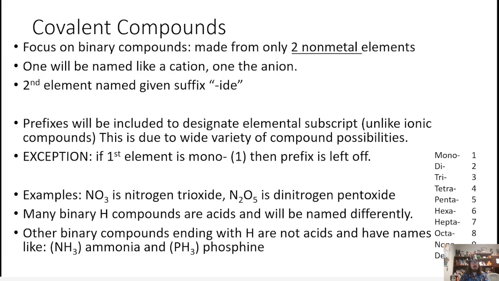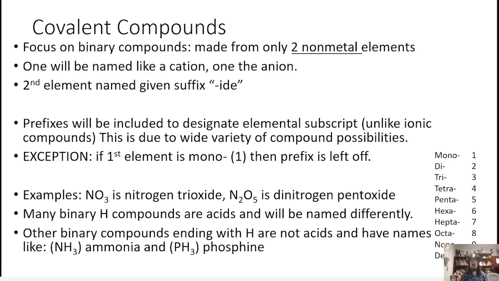Now, we're almost done with this first video. Covalent compounds. The big thing here is covalent compounds. How do we name covalent compounds? We're going to focus on binary compounds specifically. We're not going to do organics, just binary compounds. Binary means made from 2 non-metal elements. There could be more than one of each non-metal, but there's only 2 unique non-metal elements, thus the binary.